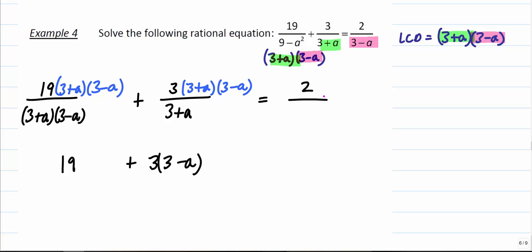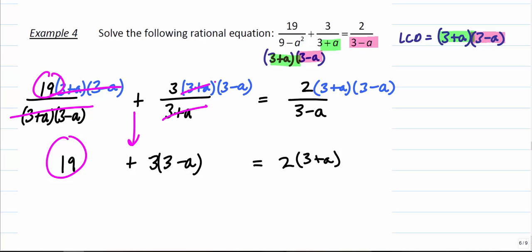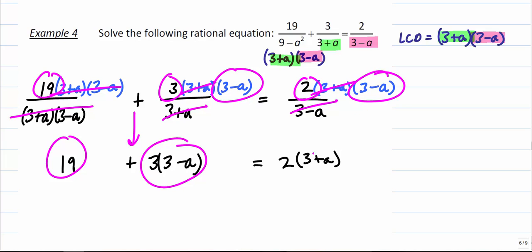And then it equals 2 over 3 minus a. And again, when I multiply by that LCD, the 3 minus a's cancel out. So again, I'm going to go back through here to show you what just happened. These canceled out, leaving me with 19. And then, of course, I brought down my plus sign. These cancel out, leaving me with 3 times 3 minus a. Here, these cancel out, leaving me with 2 times 3 plus a.